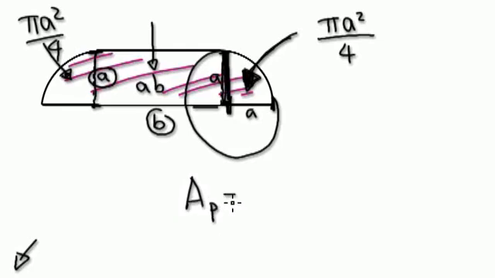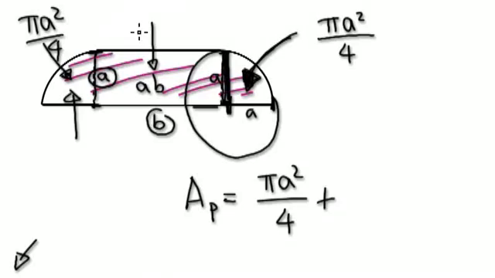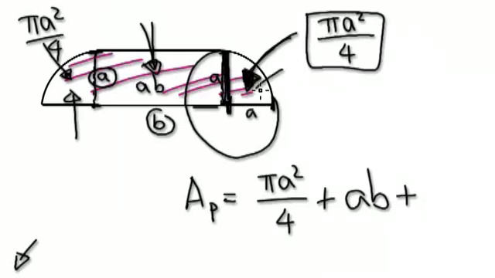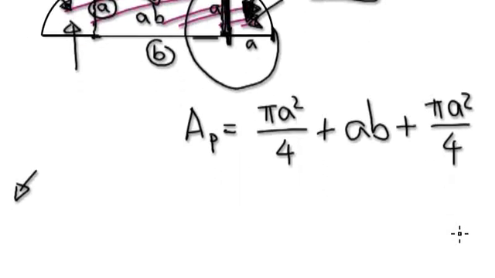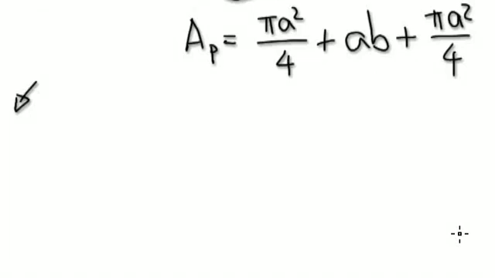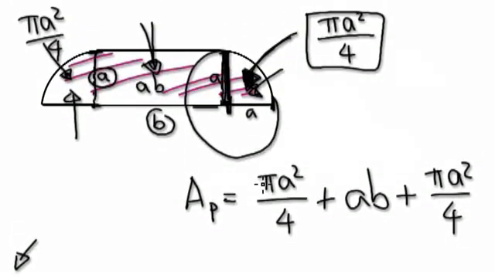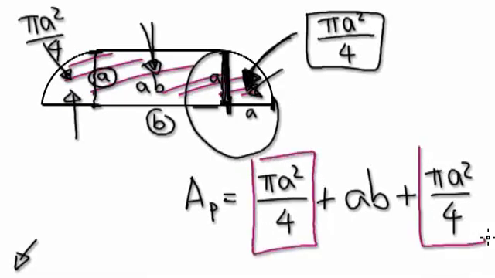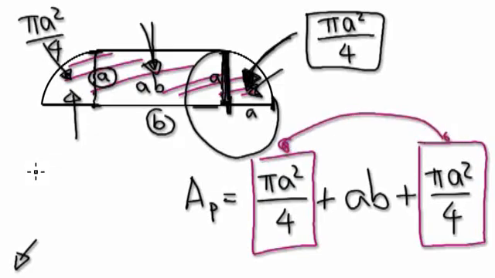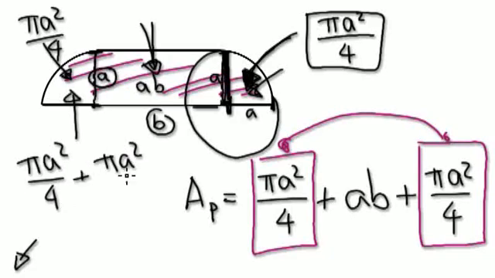So the area of the whole purple parts would be pi A squared over 4, plus this bit here, which is AB, plus this part here, which will be pi A squared over 4. Okay, so we can merge. Let's merge these two fractions together first: pi A squared over 4 plus pi A squared over 4.